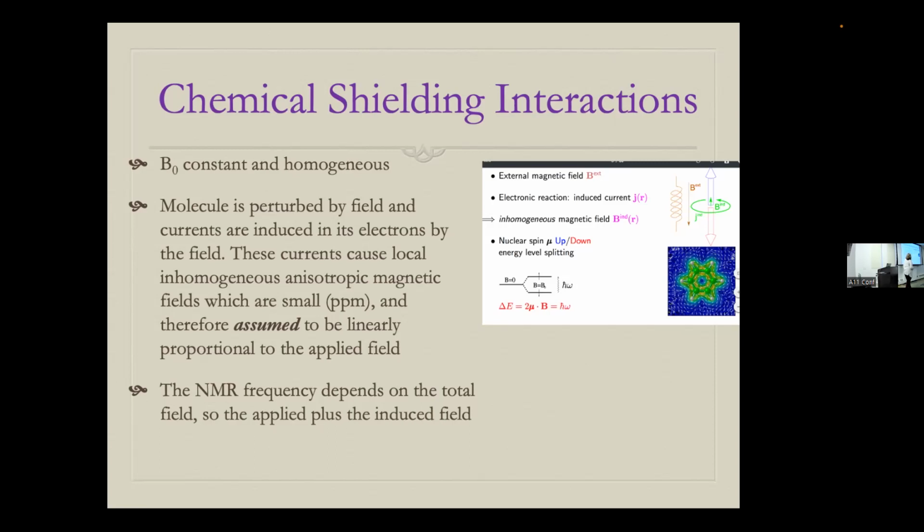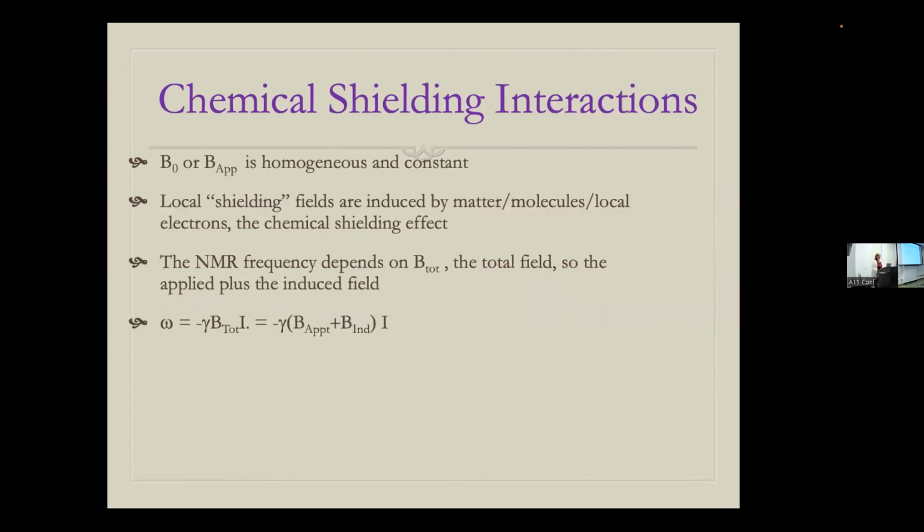The NMR frequency will always depend on the total field. So we have to add this. So it's amazing that we care, because it's only parts per million. That's an amazing thing about NMR. So I'm going to sometimes use B naught and sometimes B applied. There is no distinction. It's just if it's the applied, it's because I'm trying to make a point, like say, don't forget, this is only the one you apply. Local shielding fields are induced. The NMR frequency depends on B total. And so you have this equation, right?